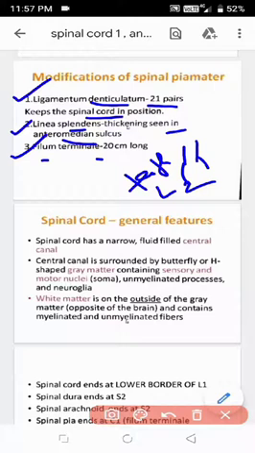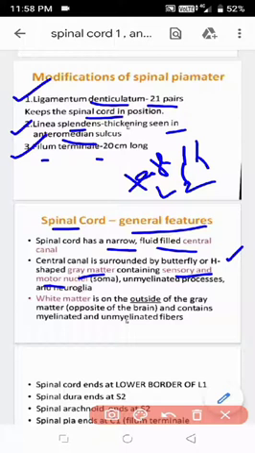Okay. General features of the spinal cord. Generally, what is all seen in the spinal cord? There is a narrow fluid-filled canal called the central canal. The central canal is surrounded by a butterfly or H-shaped gray matter. It contains sensory and motor unmyelinated processes and neuroglia. White matter is outside of the gray matter and contains myelinated and unmyelinated fibers.